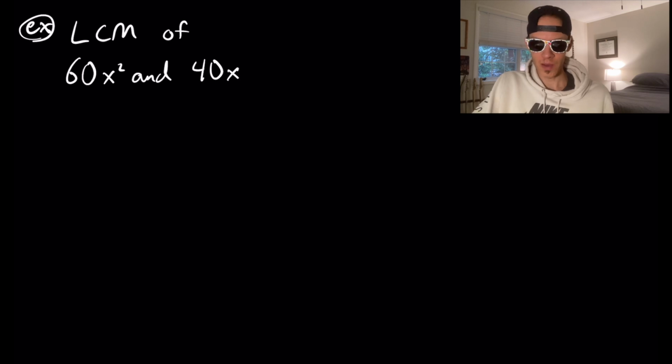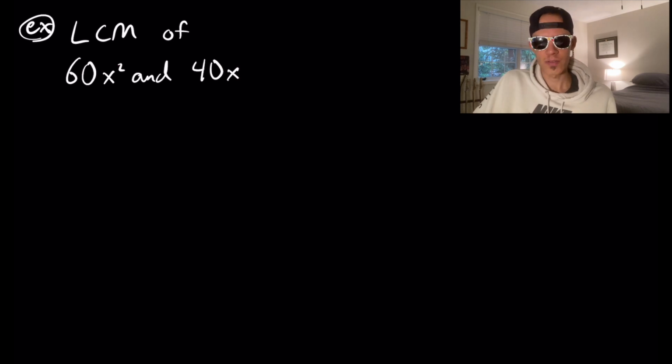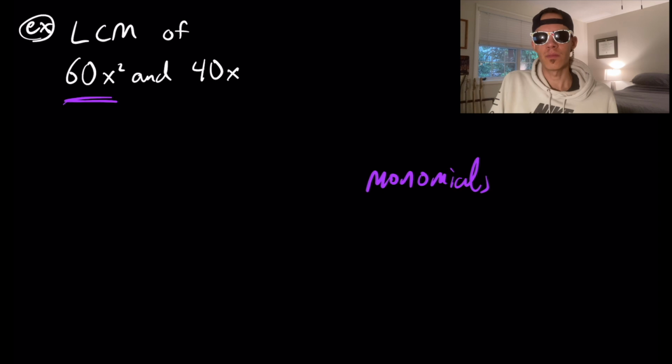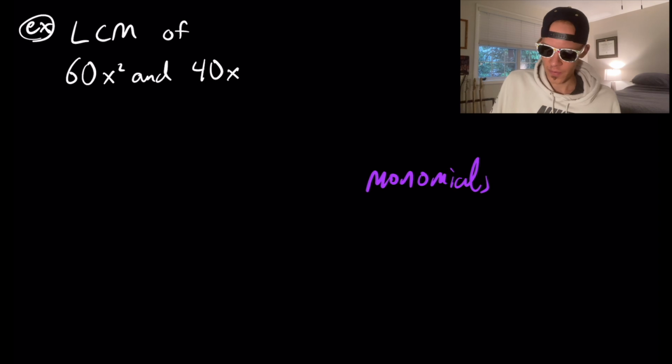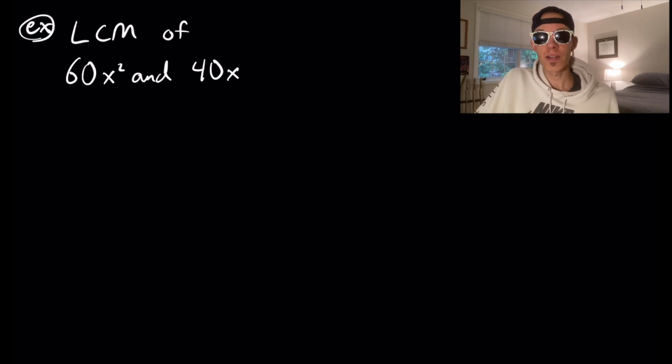All right, the least common multiple of 60x squared and 40x. So when we introduce variables into terms, like this x squared here and the x over here, you'll hear these terms called monomials. I'll write that out. Monomials. So it's just one term. 60x squared is considered one term, even though there's a variable and a number. But just so, if you see that, you know what we're talking about here. But use prime factorization for these. It's the easiest way to figure out the least common multiple when you have variables involved.